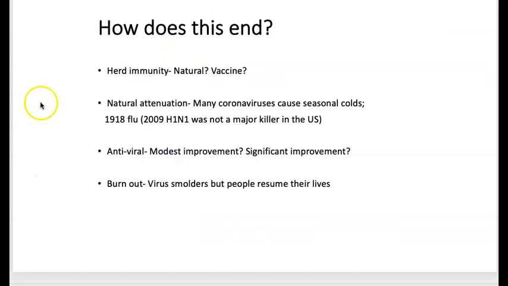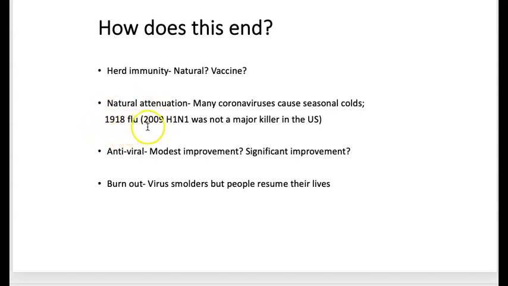So the last question, how does it end? Herd immunity, natural or vaccine-based immunity, probably a combination of both. The virus will definitely attenuate. That's what viruses do. We have lots of coronaviruses that pass around seasonally, and they have floated under the radar for a long time, even though they kill a few thousand people every year. This is a practical example of that.